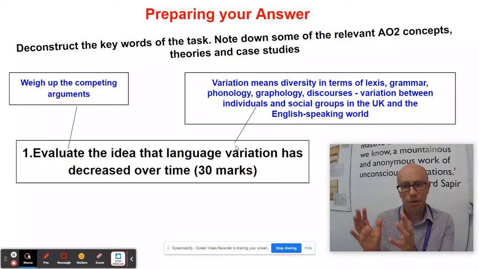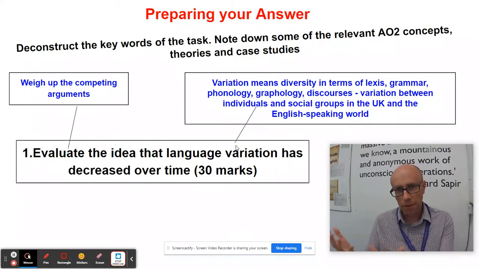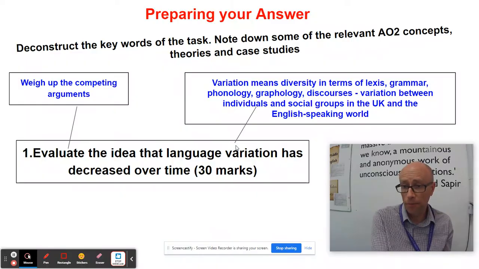So variation means diversity in terms of those levels, and we have variety in terms of individuals. You speak differently to your best mate. We have variety in social groups, like for example, I as a male may be speaking in a different way for different purposes to a female. We have variety across the UK in different districts and areas. And of course, we have huge variety across the English-speaking world. So you're deconstructing what is actually meant by variation.